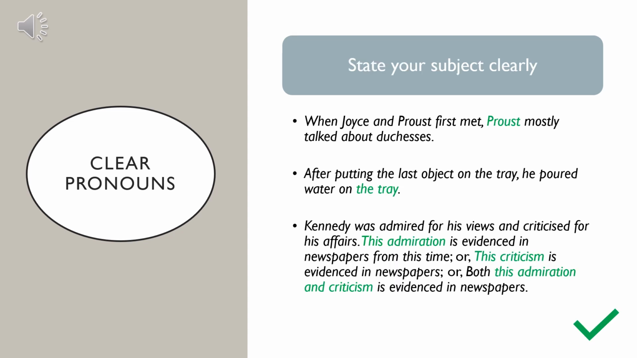So it's important that you keep the subject of your sentence to the fore by restating the subject when necessary. In the first sentence, it was Proust who talked about duchesses. In the second sentence, the water was poured on the tray. And in the third sentence, depending on where you want to take your reader, you need to restate whether it was the admiration, the criticism, or both the admiration and criticism of Kennedy that was evidenced in the newspapers.